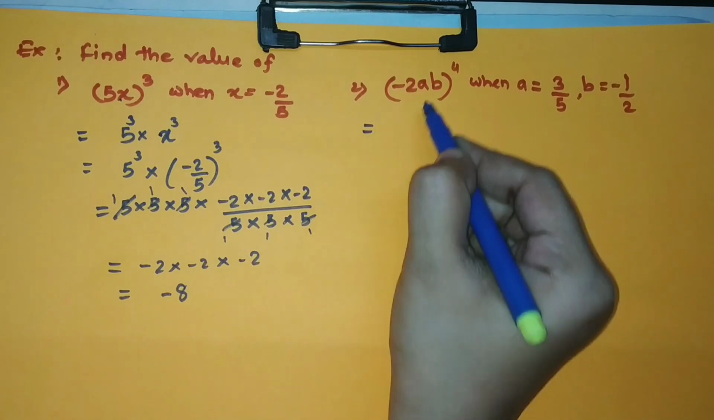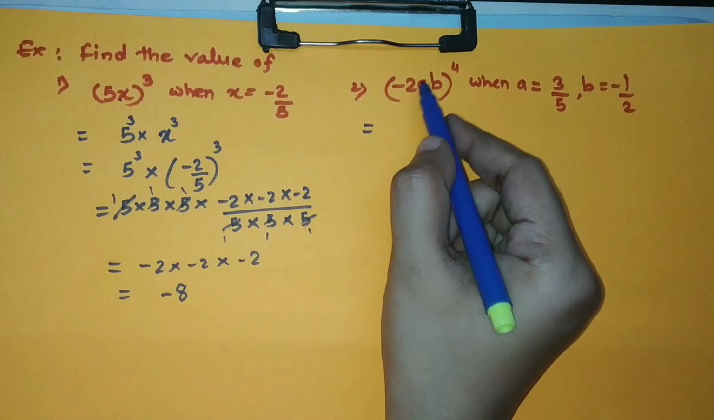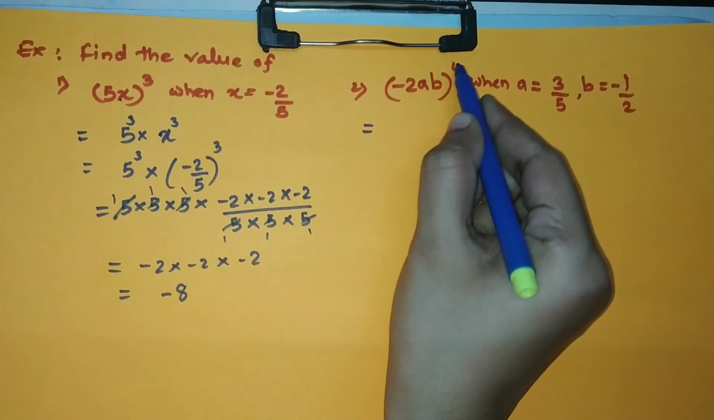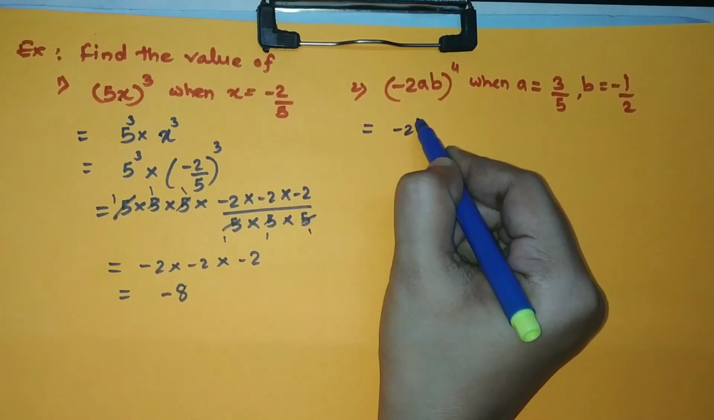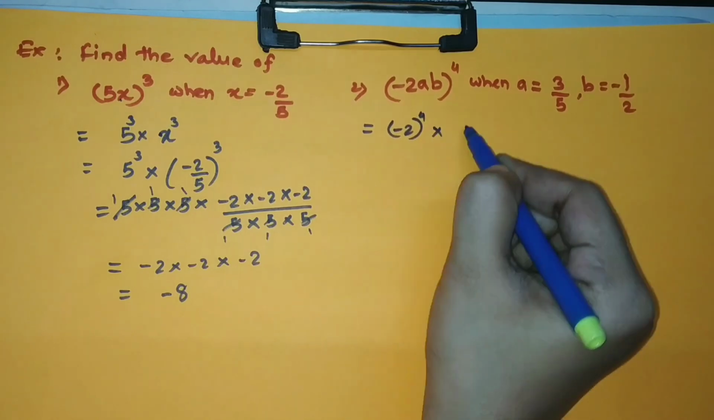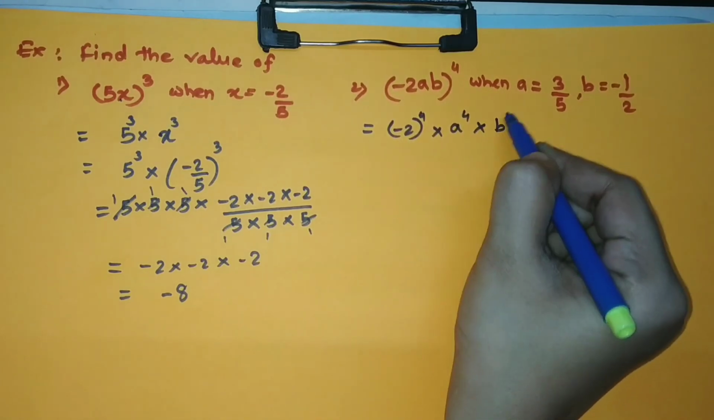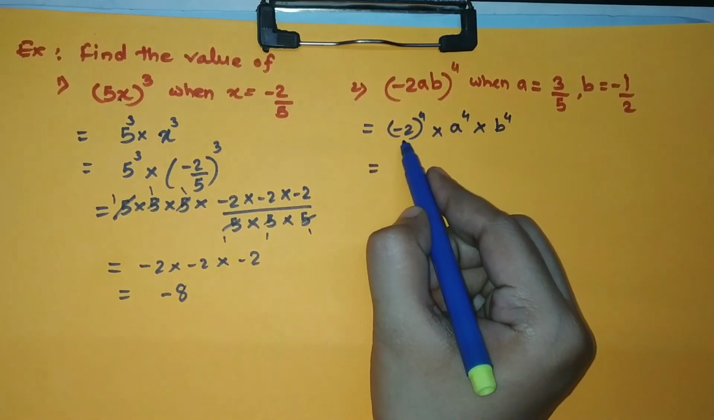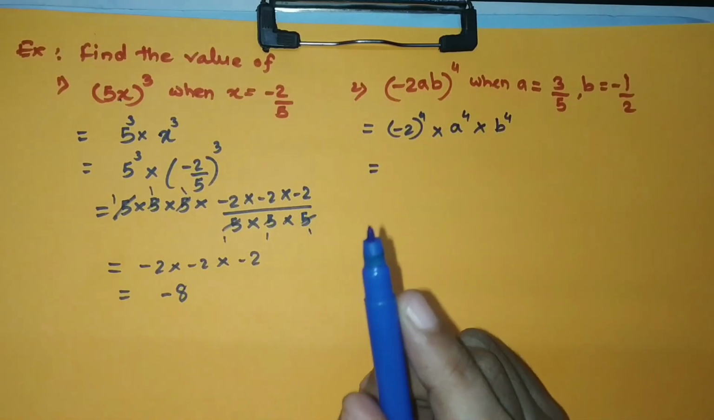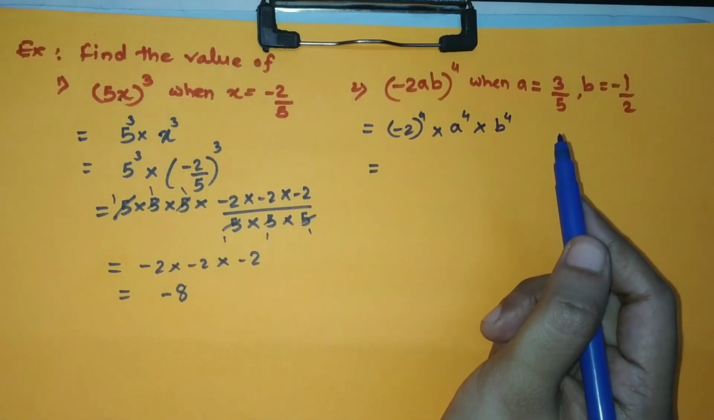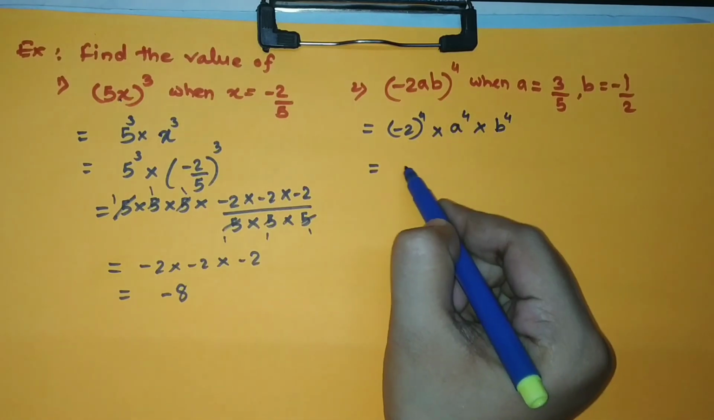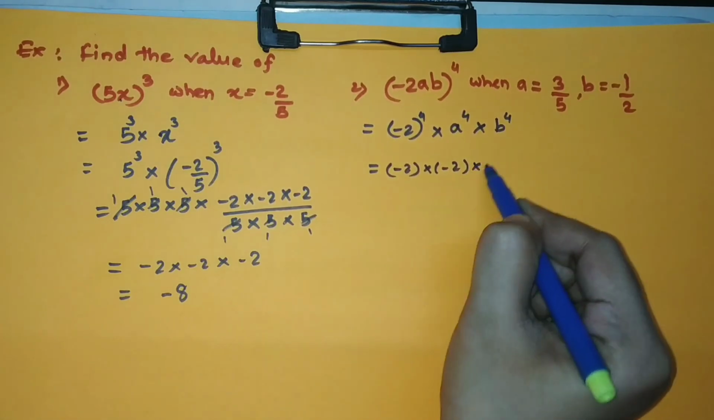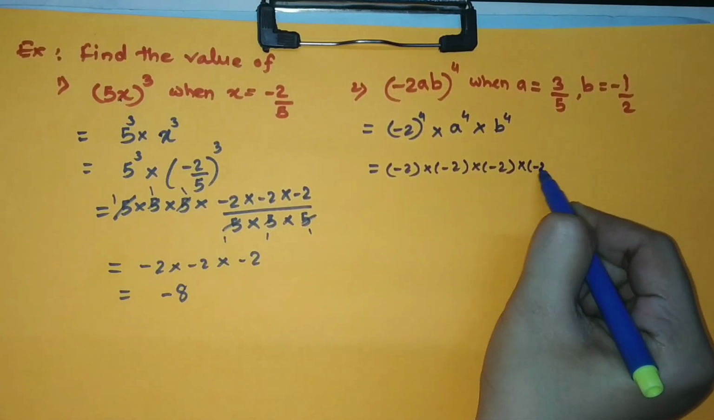Now you need to solve this one. Minus 2ab to the power 4. So you can give this power of 4 to each factor. That is (minus 2) to the power 4 into a to the power 4 into b to the power 4. So friends, just solve it. (Minus 2) to the power 4 means you need to multiply minus 2 four times. So we can do it: minus 2 into minus 2 into minus 2 into minus 2.